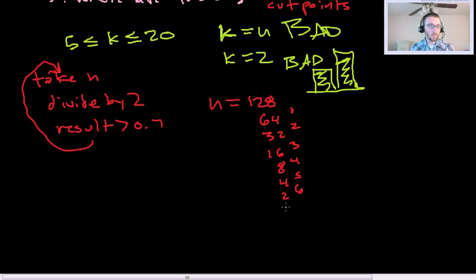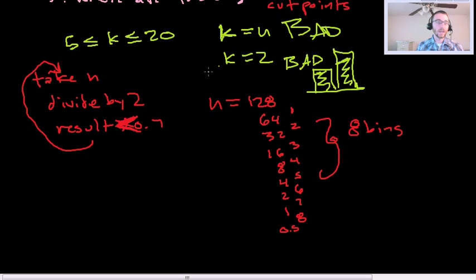Divide by 2 again, we get 1. Divide by 2 again, we get 0.5. Okay, now we're less than, sorry, this should be less than. Our result is less than 0.7. Big mistake. Okay, so it took us 8 times to get there, so we're going to have 8 bins.